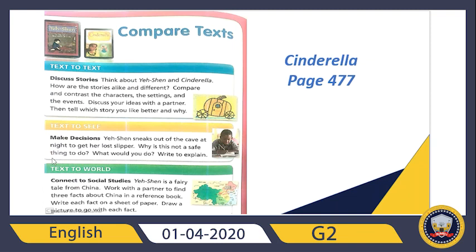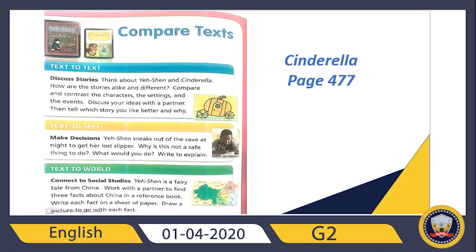Why is this not a safe thing to do? What would you do? Write to explain. So you can discuss it instead of writing: is it safe to go out in the night? Of course not. So you can think of a possibility. How could she get her slipper back instead of going out in the night?